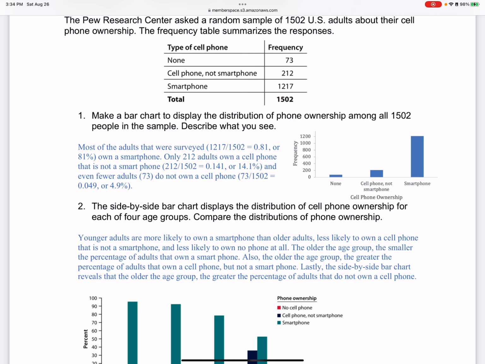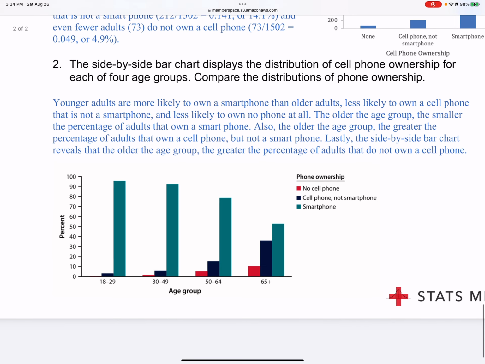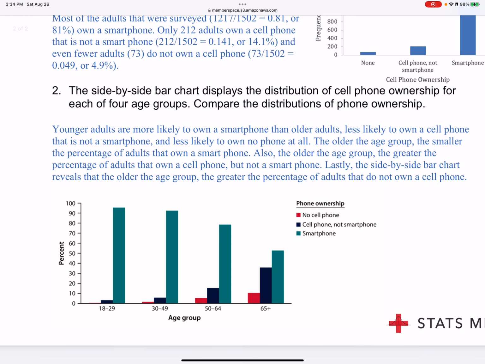This is a side-by-side bar chart, and a side-by-side bar chart shows you 18 to 29, no cell phone, or smartphone, in each category for each age group. That really is very, very helpful to show. And if I ask you to compare them, you can go ahead and read it and see, but I'm comparing them and using words like smaller, larger, and things like that to use comparative language.